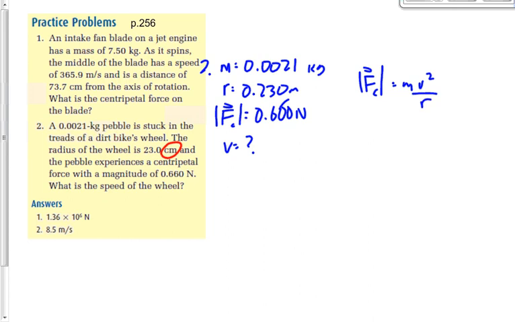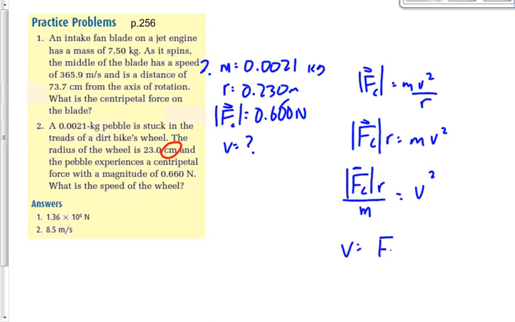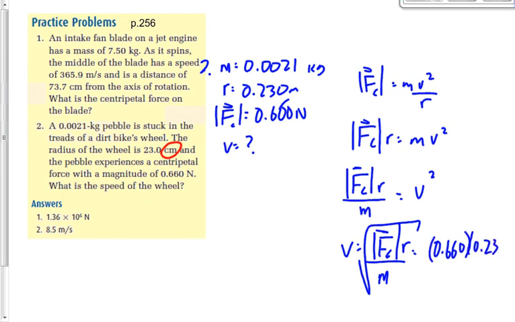Let's solve for v. It's a little bit tricky. Take the r up by multiplying. Take the m down by dividing. And how do we get rid of the squared? We're just going to square root it, right, Joe? So v is equal to the square root of F times r over m. So we get the square root of 0.660 times 0.230 divided by the mass. Get a number for that, then square root it, and I think when we do that, we should get 8.5 meters per second.